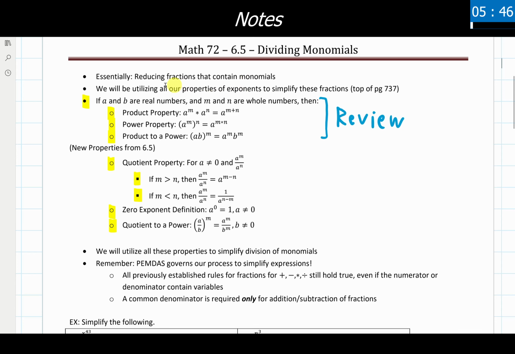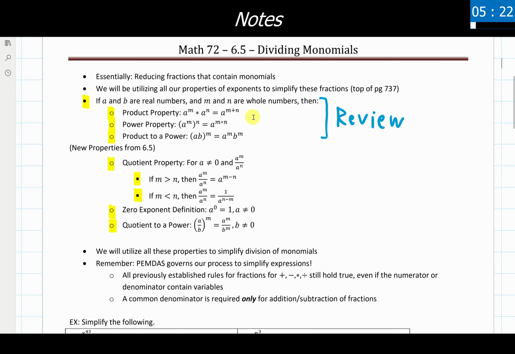So a lot of the different properties that we used previously for simplifying and working with exponents are going to be showing up here. And that's mainly because when we have monomials multiplying or being raised to powers or being divided by one another, all of these previously learned properties are going to come into play with these new problems that we're going to be seeing.